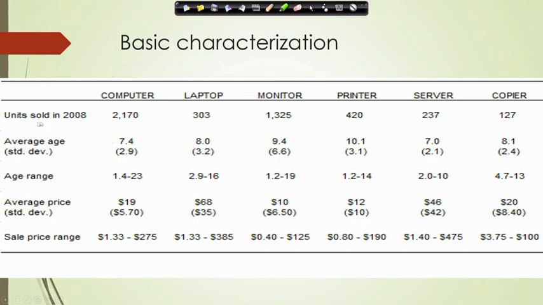So, this is just one example where they looked at units sold in 2008, average age, and in the bracket you see standard deviation. Age range, some got bad even at 1.4 years, and some were used for 23 years. Then average price in terms of how much value is left, what is the estimated value left, and then the sale price ranges in which it got sold. So, depending on which, people have seen different values.